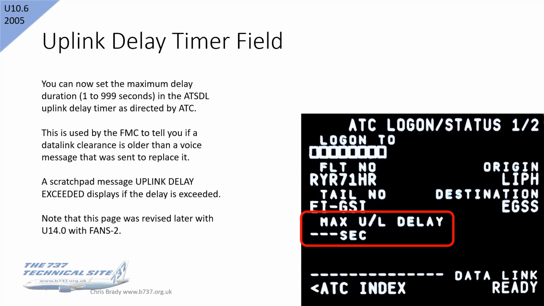What this is used for is by the FMC to tell you if a data link clearance is older than a voice message that was sent to replace it. If that happens, then you get a scratchpad message of uplink delay exceeded, and you'll know to disregard that last clearance. This page was actually revised later on with update 14 when FANS 2 came in, but this is the FANS 1 version of that.